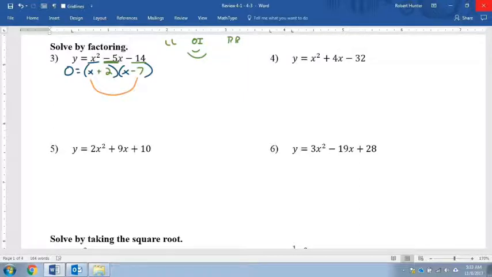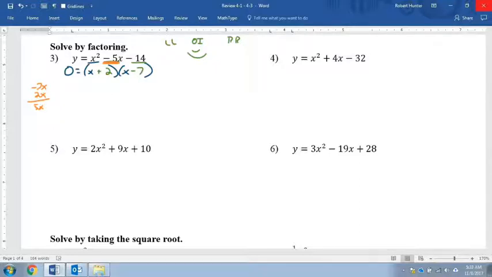Outside, that's negative 7 times x, negative 7x. 2 times x, that's 2x. Negative 7 plus 2 is 5x. Yay, that's my middle term. Means I've done this correctly. Alright, so x plus 2 and x minus 7 are my two factors. Now, this part in orange, you do not need to show. This is just kind of chicken scratch.